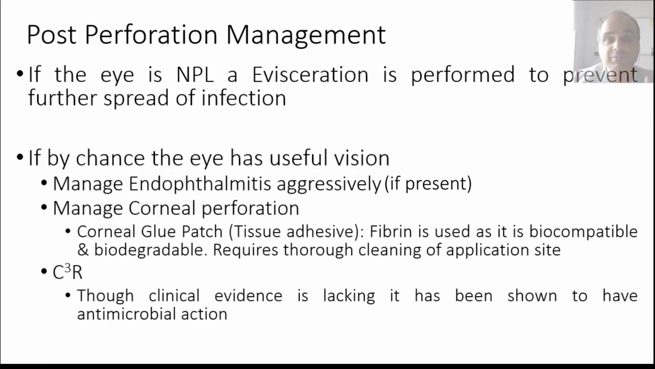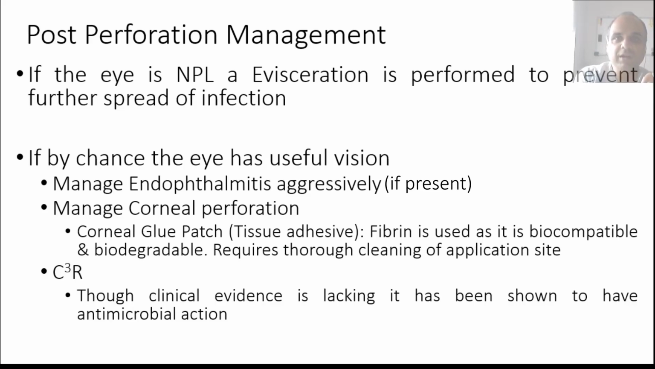If by chance there is some useful vision post perforation and there is still hope because enough time hasn't passed, the patient followed up very quickly and the endophthalmitis hasn't settled in, or even if it has settled in and there is some vision, aggressively manage the endophthalmitis and seal the perforation with something called corneal glue patches. Fibrin is the most common one used because it's biocompatible and biodegradable, and you clean your site because the fibrin won't stick to debris, and you apply the fibrin patch to seal the perforation.